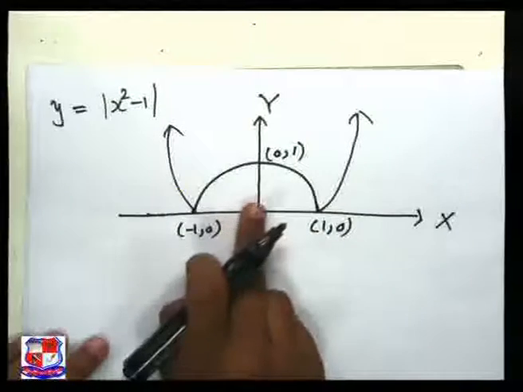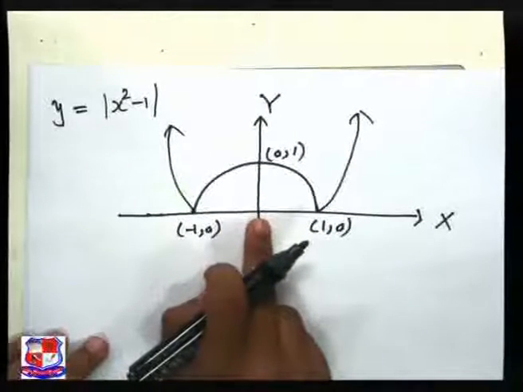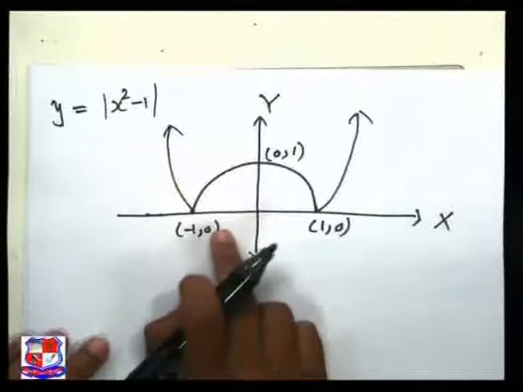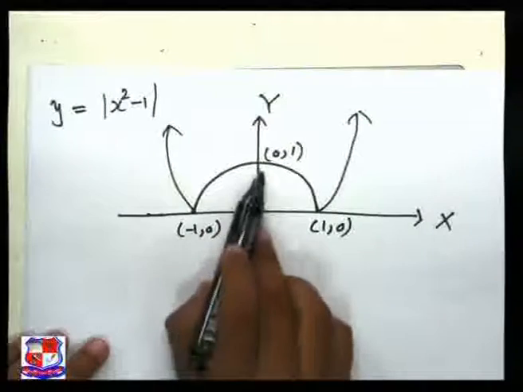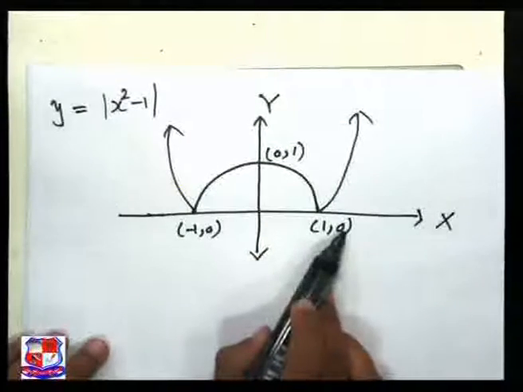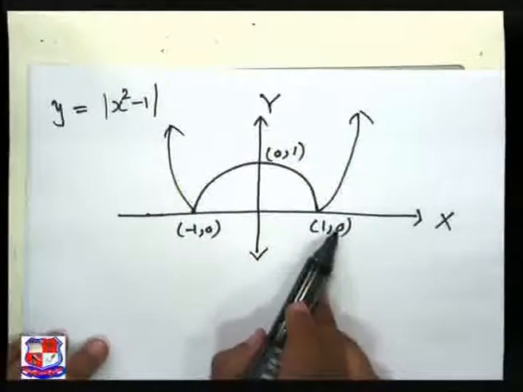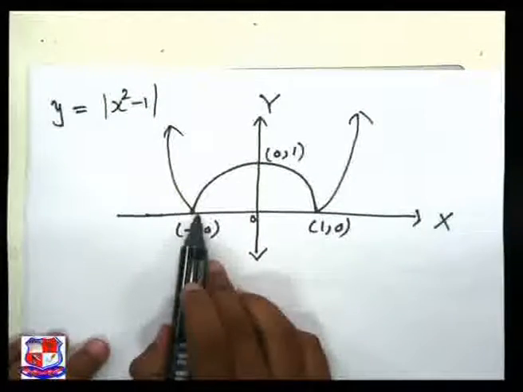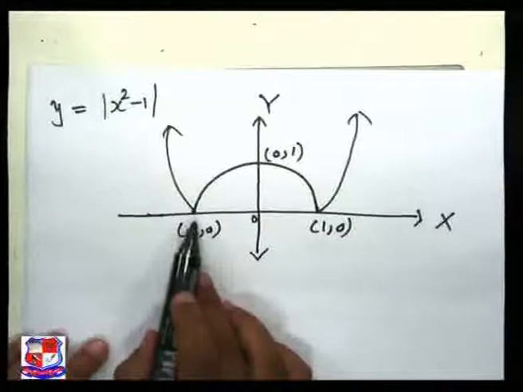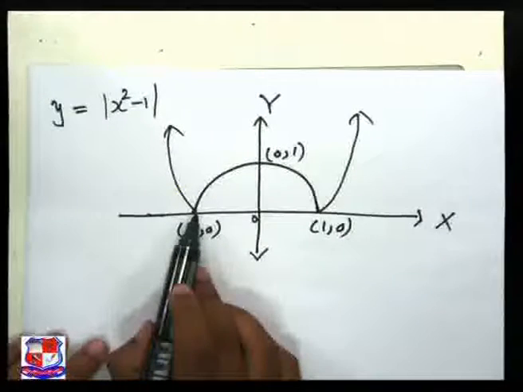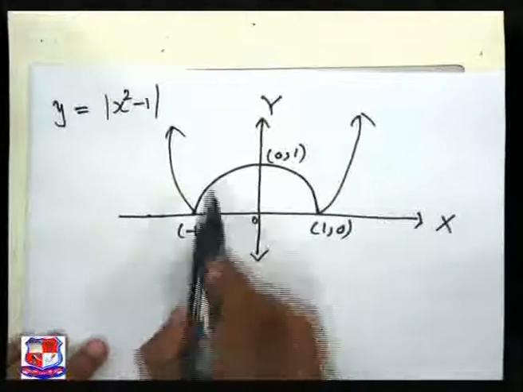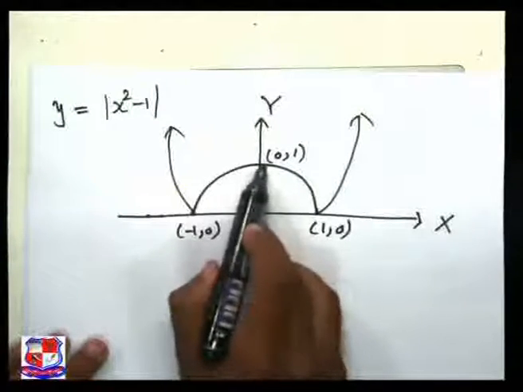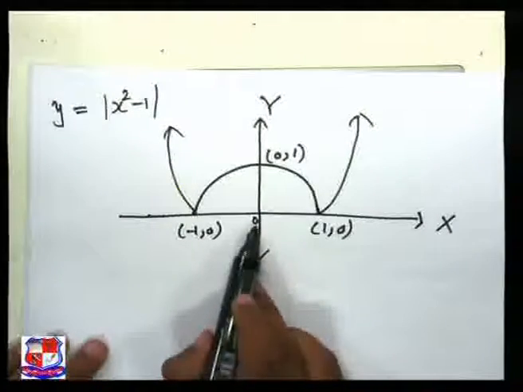So clearly you can observe that the graph of this function is symmetrical about the y-axis, right? Also this graph is passing through the points 0 1, minus 1 0 and 1 0. Okay, now also this is the origin. The graph of this function is increasing when x belongs to minus 1 to 0. Clearly you can see the graph of this function is decreasing when x is between 0 to 1.